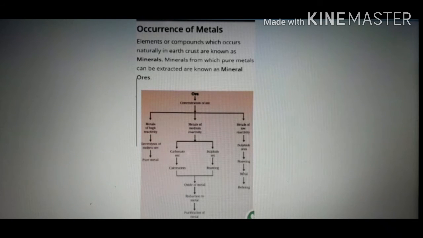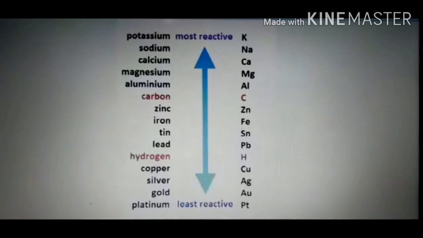This is a flow chart. You can see the different extraction methods based on the reactivity. Next we are going to see the reactivity series. I told you, in the previous class we discussed this reactivity series. Mainly, sodium, potassium, calcium, magnesium, and aluminum are the most reactive metals, and copper, silver, gold, and platinum are the least reactive. Extraction depends on this.